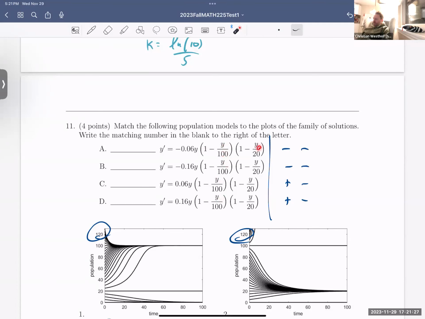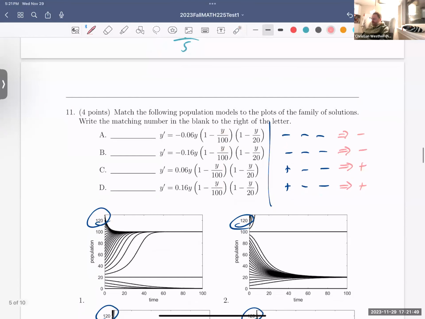120 here, also going to be bigger than 20, so this value is going to be bigger than 1. It's going to be negative. Negative, negative, negative, negative. And what's our overall sign? We'd have 3 negatives, so this gives us a negative derivative. This gives us a negative derivative, positive derivative, positive derivative.